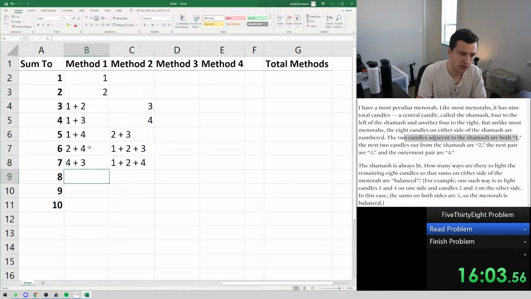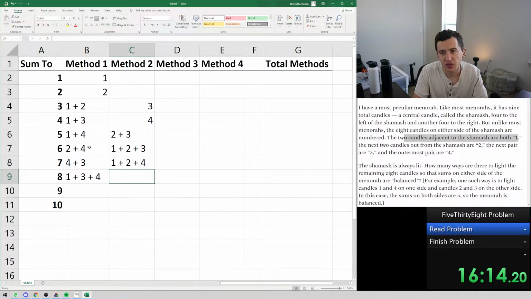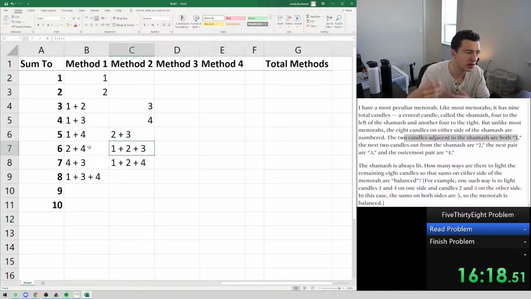For 8, you can do 1 plus 3 plus 4. You can't use the 2, and this is kind of fun. The reason you can't use the 2 is that if you use the 2, then you have to use the remainder to get to 6. You can't get to 6 because both of the methods use 2.